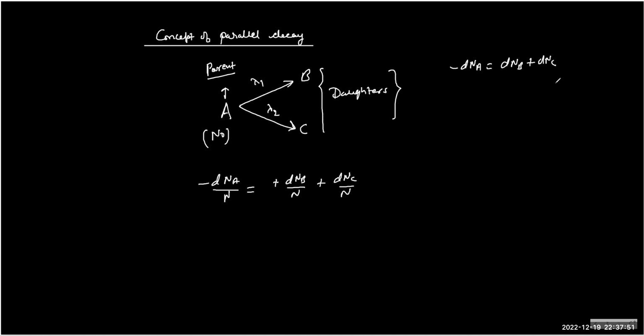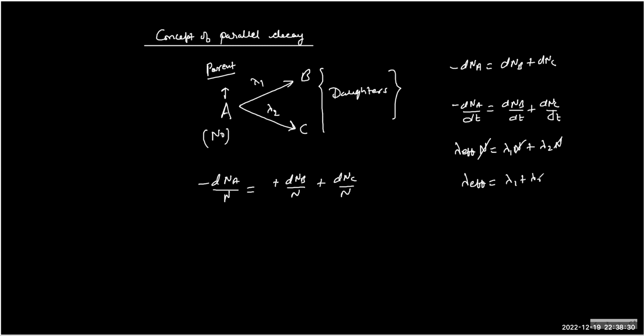And from the activity relation, there are many ways of solving. You can divide by time, you get the activity relation. So activity of A equals activity of B plus activity of C. And we know the formula of activity. Now we have to define something called lambda effective. The effective activity of A is lambda into N, and B is lambda 1 N, and C is lambda 2 N. So N gets cancelled. So what do you get? Lambda effective is how much? The effective decay will be the sum of the decays, and that's logical, right?